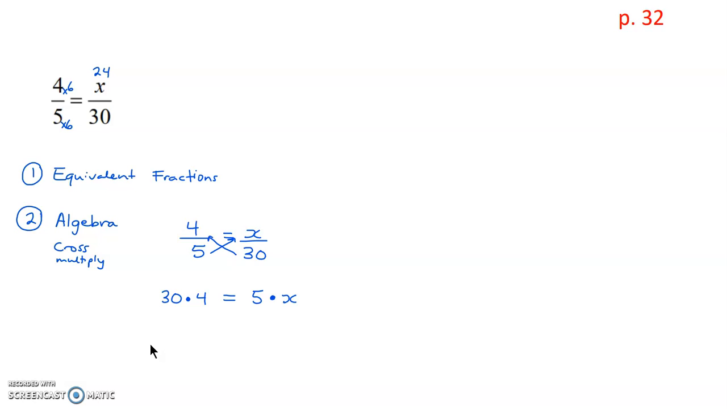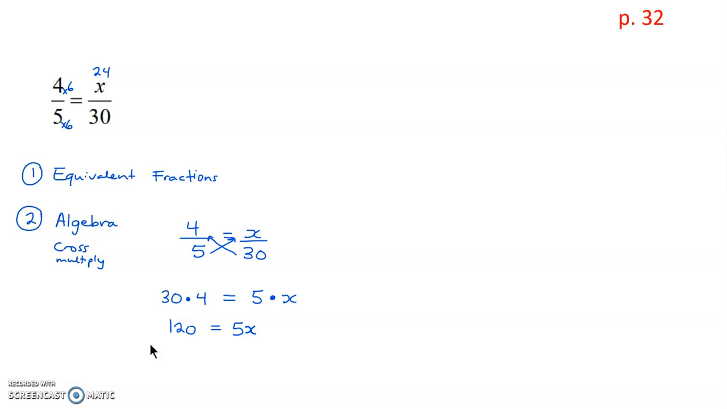So let's solve what we can. Over on the left-hand side, 30 times 4 gives 120. And that's equal to 5 times x. Well, 5 times x can be expressed as 5x. We don't need to have a symbol between.